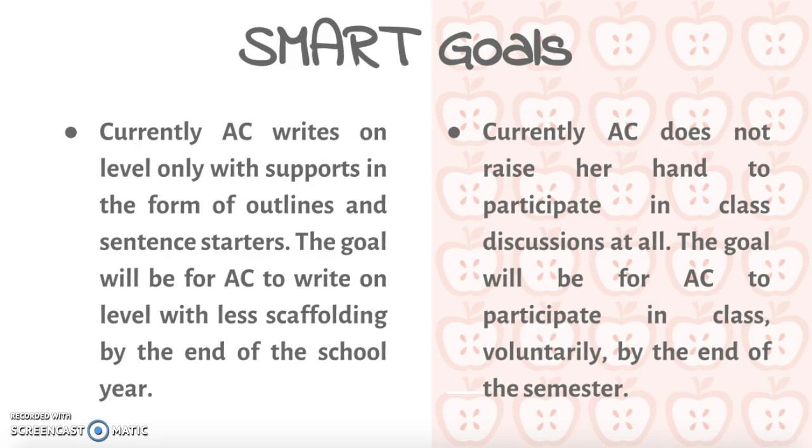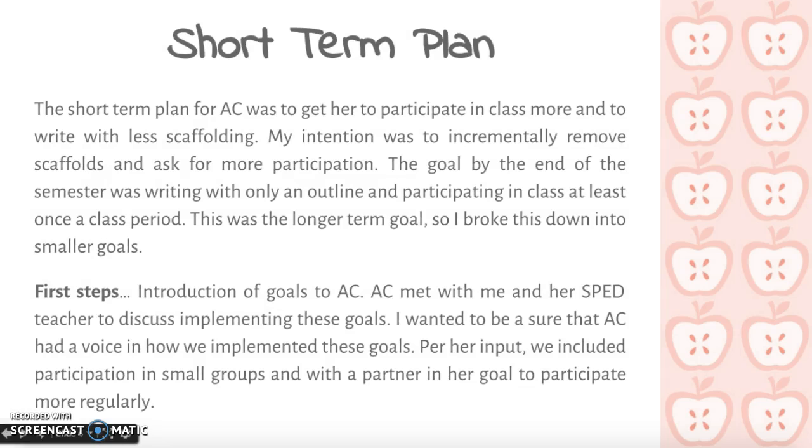Secondly, she's a very quiet student, like I mentioned before, almost withdrawn. It is difficult to get her to participate in any way, so I decided to focus on getting her to participate in class on a more regular basis. So the short-term plan was to get her to participate and to write with less scaffolding. My intention was to incrementally remove scaffolds and to ask for more participation. The goal by the end of the semester was for writing with only an outline and participating in class once a class period. This was the longer goal, so I broke this down into smaller goals.